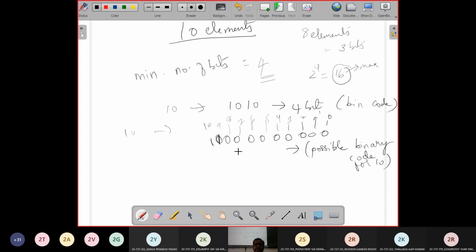11 bits, right? So in this way, this is also a possible binary code for us. Do you agree? All my bits are ones and zeros. Therefore, this is also a possible binary code. Do you agree or not?